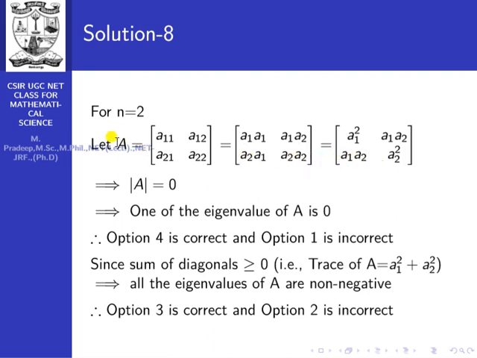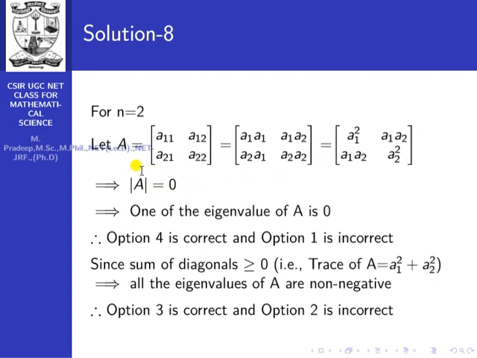When you try to find the determinant of A for n equal to 2, and also if you take a 3 by 3 matrix, the same thing will come. What is the determinant of A? Multiply these: a1 square into a2 square minus a1 a2 into a1 a2. So a1 square a2 square minus a1 square a2 square. So determinant A equal to 0.